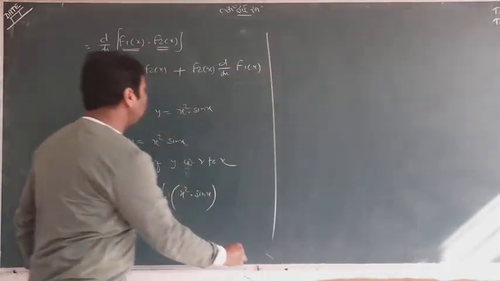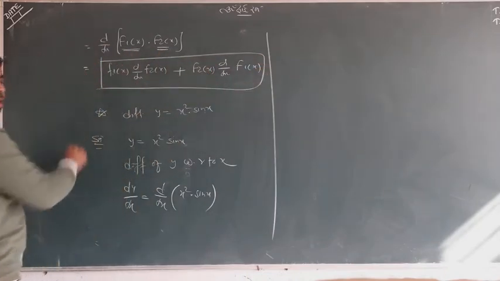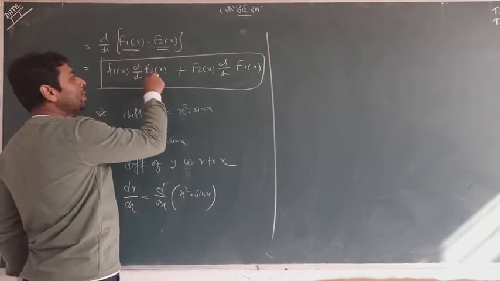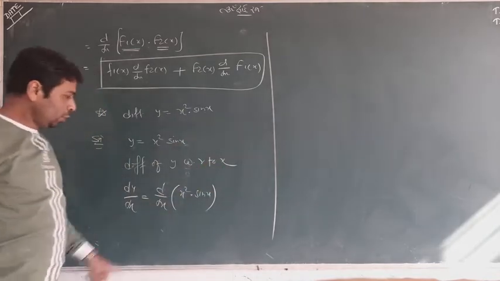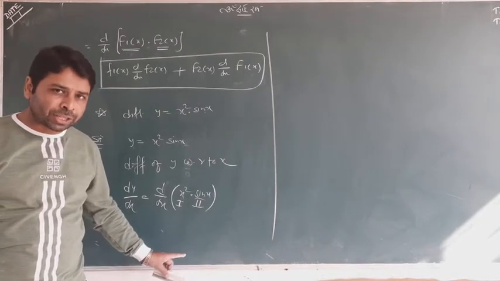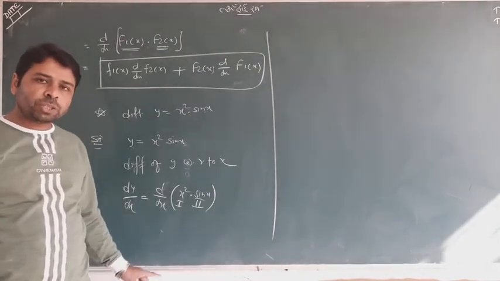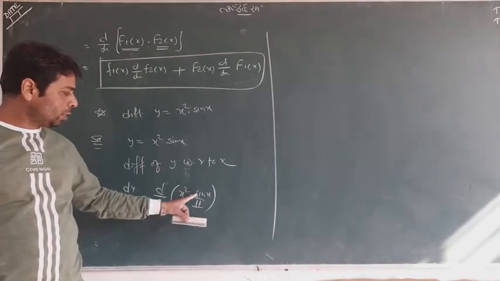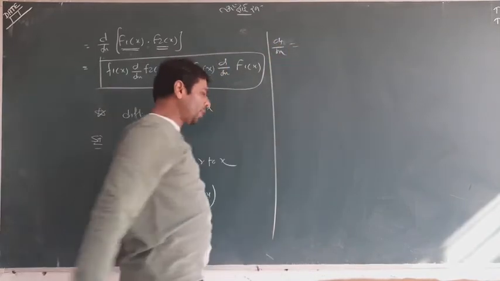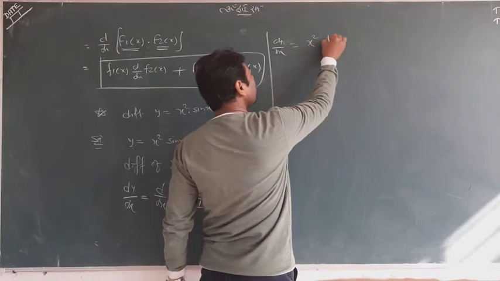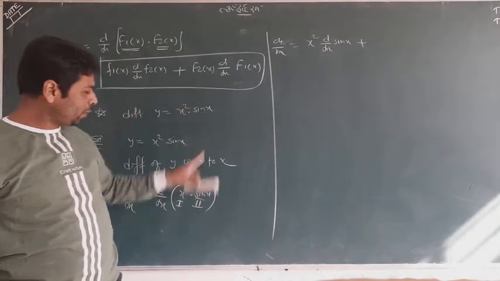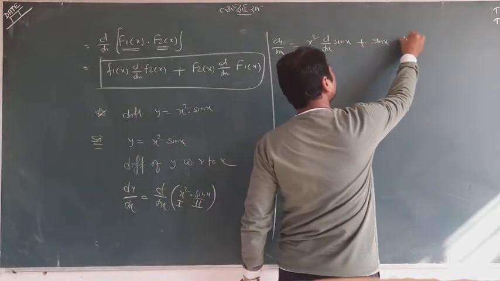Now what I will do, I will use this formula. Students, that formula is first function as it is, differentiation of second, plus the second function as it is, differentiation of first. This is my first function, this is my second function. You need not write all this, but for convenience I have mentioned it. Use this formula: dy by dx is equal to first function, x square as it is, differentiation of second function, plus second function as it is, and differentiation of first function.